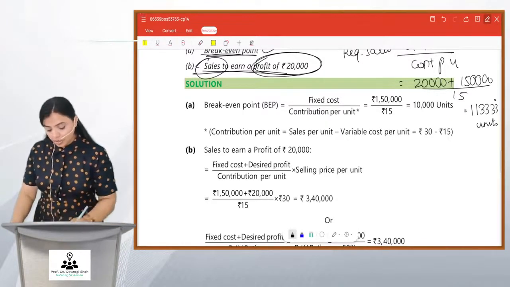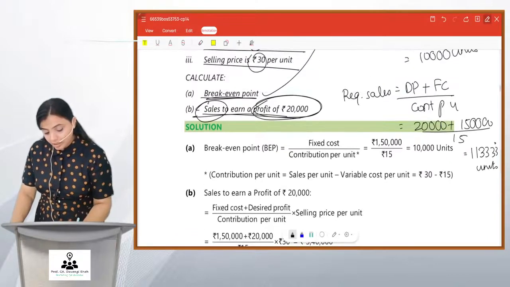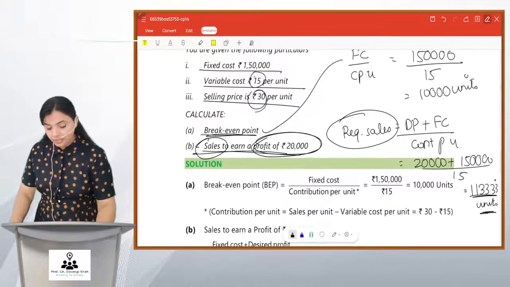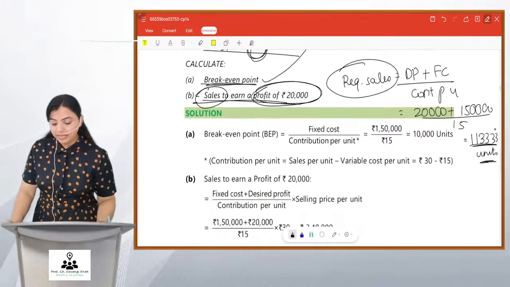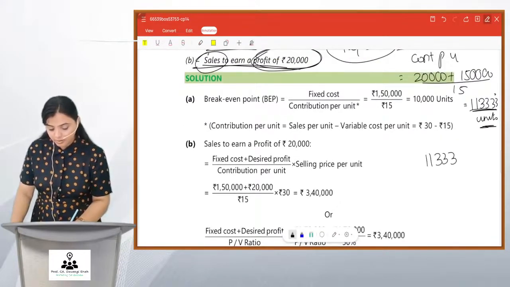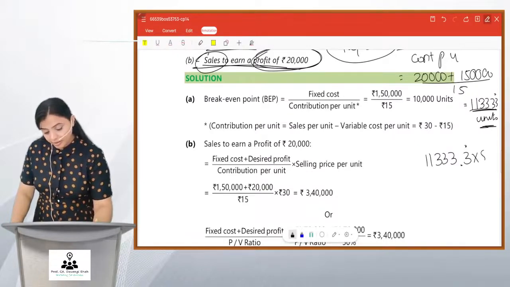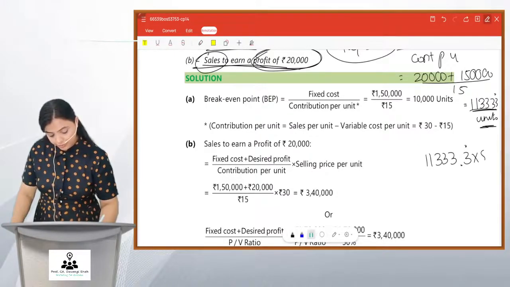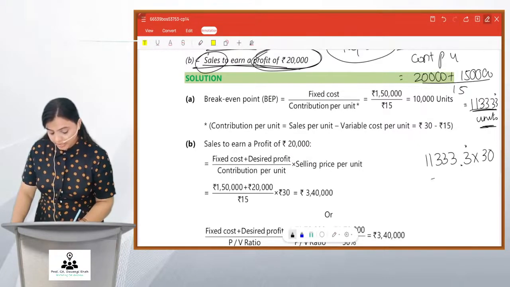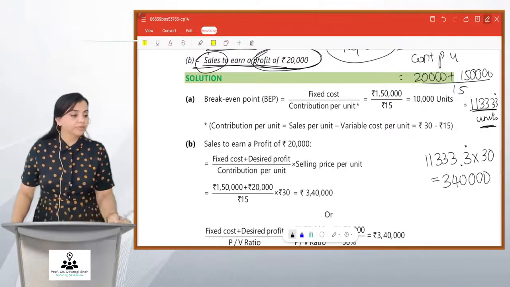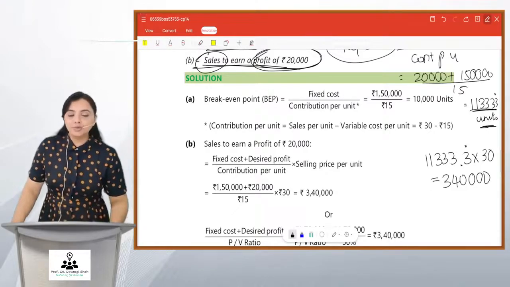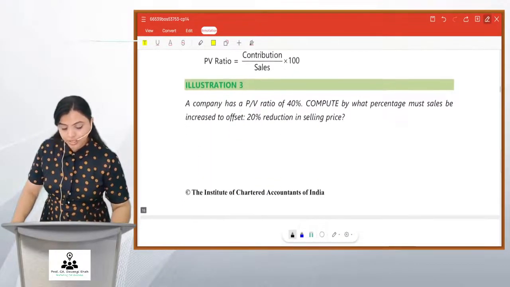They have asked you sales. So in order to convert this sales units into rupees, just multiply this by selling price of 30. You're going to sell this many units multiplied by selling price of 30, get the sales value as 3,40,000. So this is one of the easiest sums ever. Okay, let's proceed further to illustration number 3.